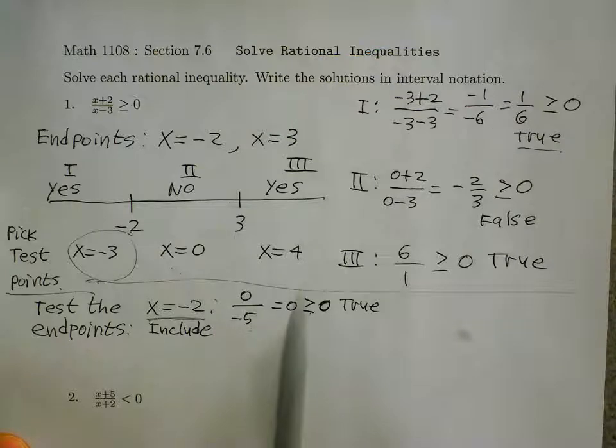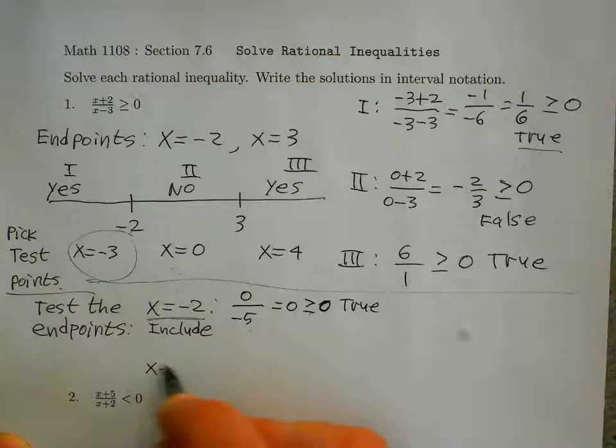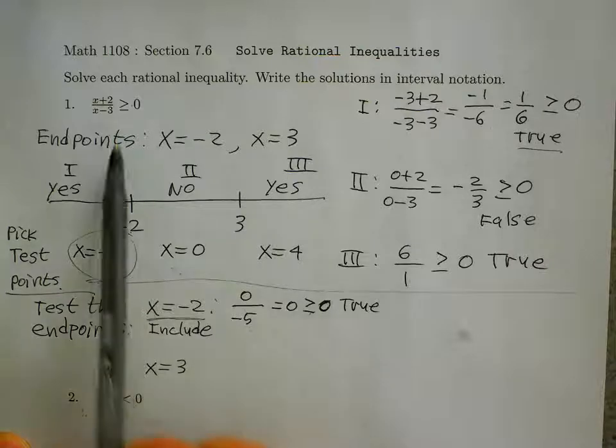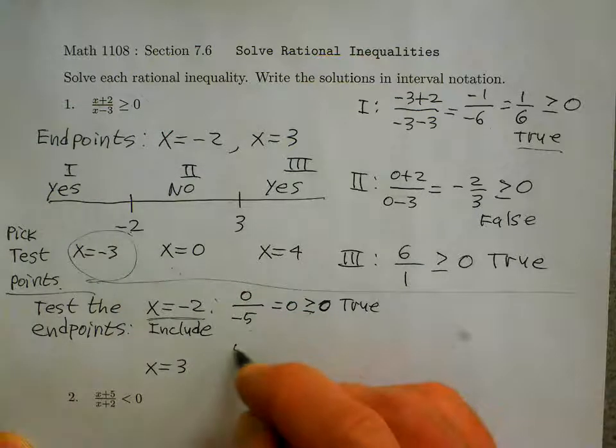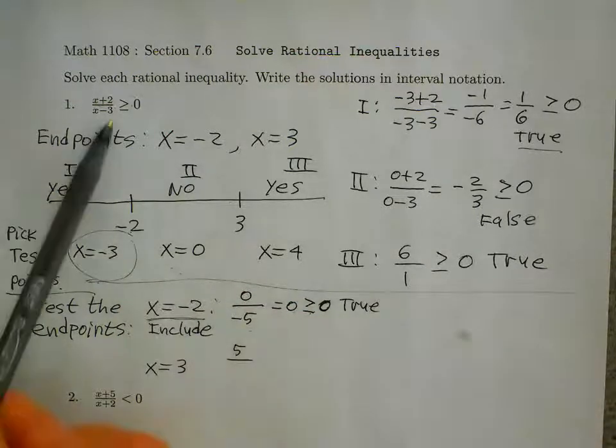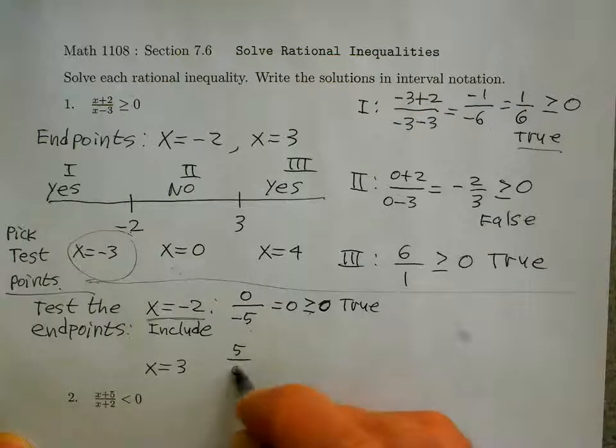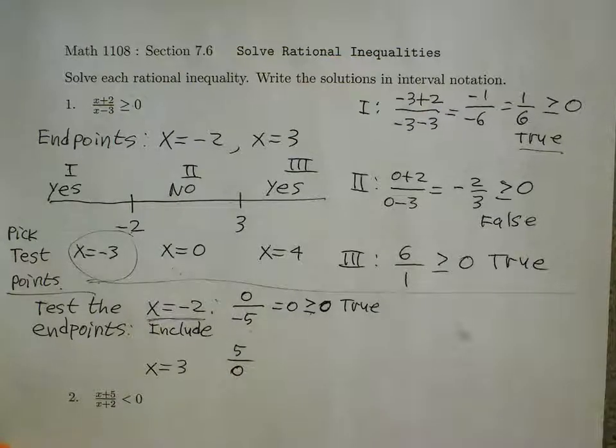Then test the other endpoint, x equals 3. Replace every x in the inequality with 3. So in the numerator, 3 plus 2 is 5. In the denominator, 3 minus 3 is 0. So 5 divided by 0. So what do we make of that?